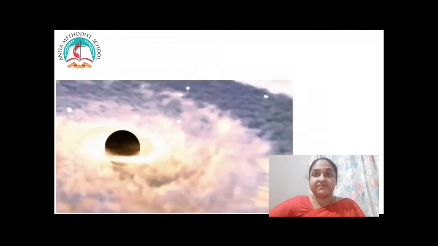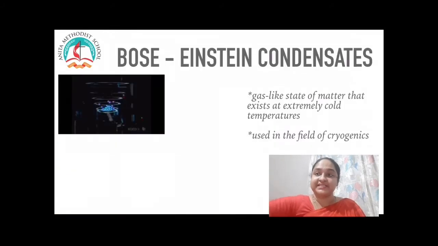We then have Bose-Einstein condensates. Okay, so what is this? It is a gas-like state of matter that exists at extremely cold temperatures. And it is also used in the field of cryogenics. What do you understand by that?